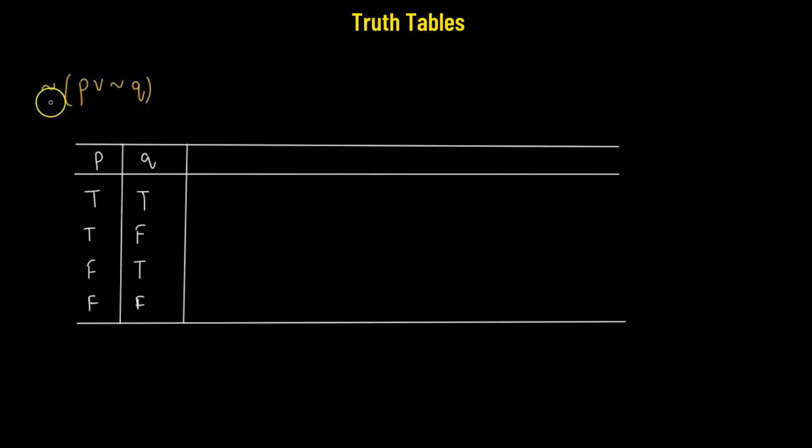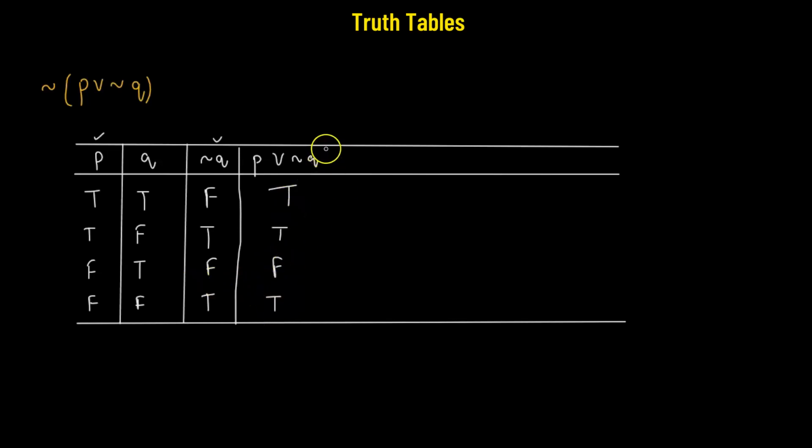In this problem, we have to construct a truth table of the negation of P or not Q. So we have P, we have Q. Let's take the truth table of not Q. Not Q will be flipping the truth values of Q, so this will be false, true, false, true. Then in the next step, we take the disjunction between P and not Q, that is P or not Q. When one of them is true, it's going to be true. So this is true, this is false since both of them are false, and when one of them is true, it's going to be true.